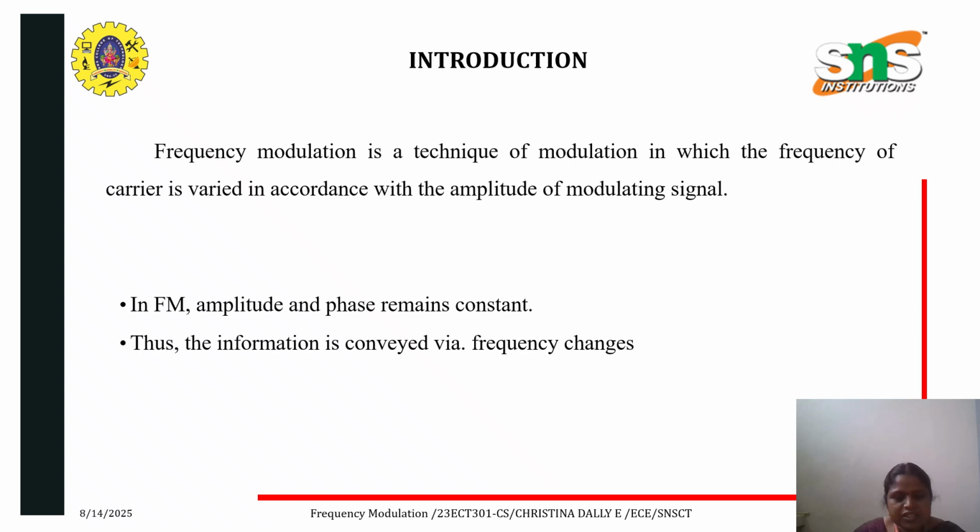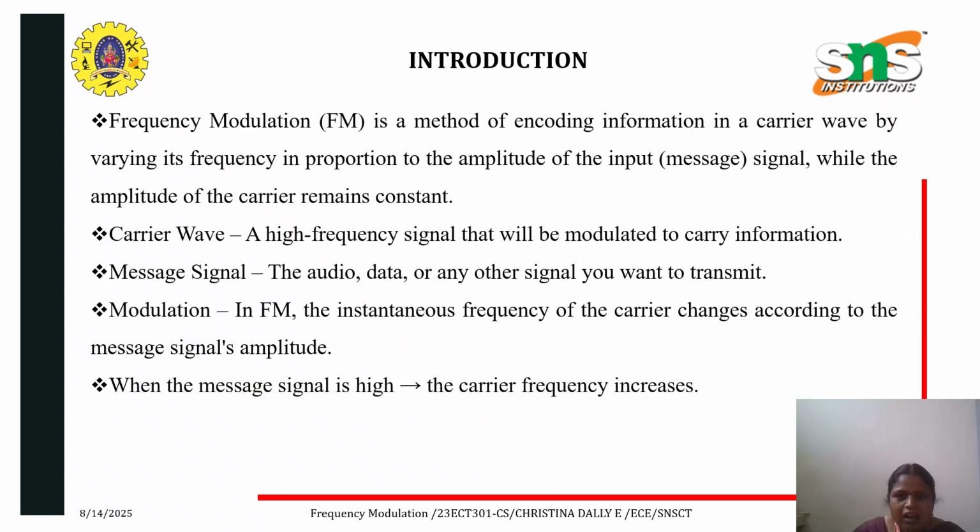In the last lecture series we discussed amplitude modulation. In that, the amplitude is varied, but in the case of frequency modulation, the amplitude is constant. Here the amplitude is not varied; the frequency is varied according to the modulating signal. So the amplitude and the phase remain constant, and the information is conveyed through the frequency.